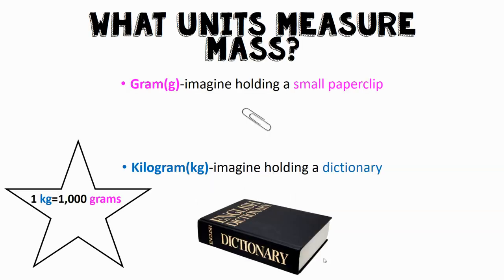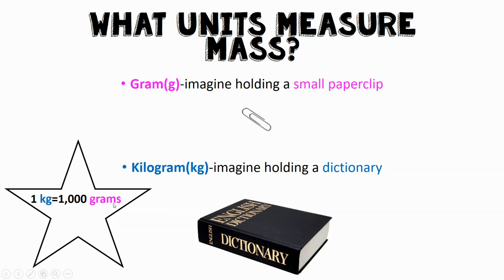So just to review what units measure mass, we know that a gram, or the g for the abbreviation, is like imagining holding a small paper clip. And we know a kilogram, or the abbreviation is kg, is like imagine holding a dictionary. Okay? And I've also put something else here. You can think of a kilogram as equal to about 1,000 grams.